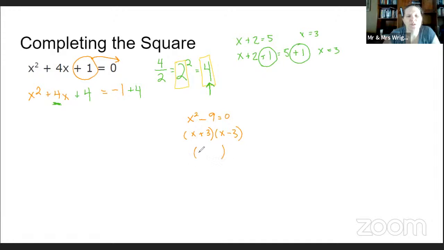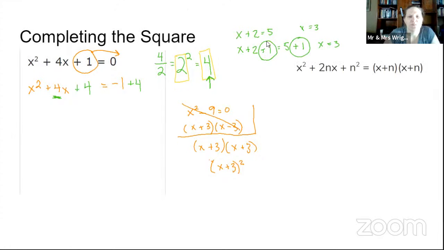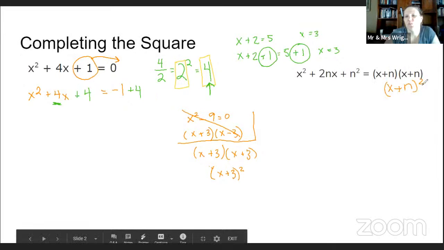But what would it take to get to x plus 3 times x plus 3, or x plus 3 squared? What would it take to get to that? It certainly isn't going to be this up here, right? Not that. So let's see if we've got a cheat sheet for us. Here we have x squared plus 2nx plus n squared equals x plus n times x plus n. Now, real quick, x plus n times x plus n is the same thing as x plus n squared, right?